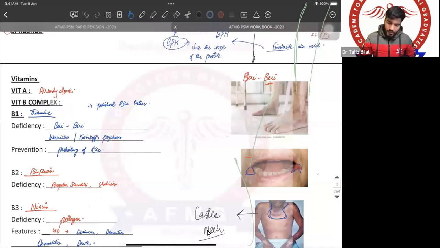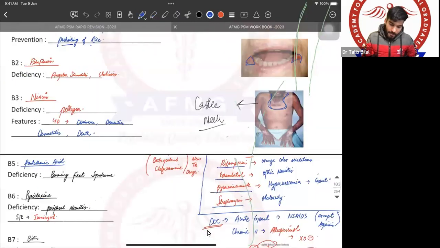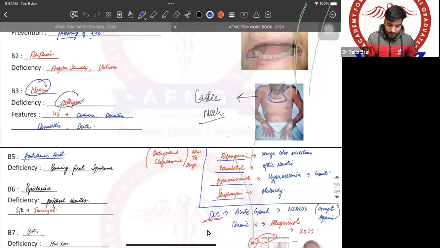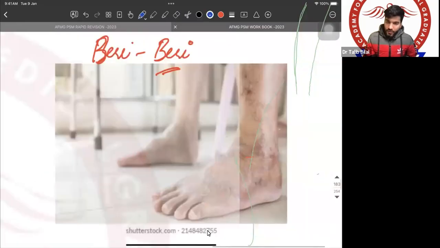Okay, vitamins, we already discussed B1, guys. We already discussed the deficiency: beriberi, Wernicke encephalopathy, and Korsakoff psychosis. Okay, prevention: parboiling of the rice. Then B3 is niacin, which causes pellagra. 4Ds already, Casal neck, guys. This is the appearance of the Casal neck. Stomatitis, angular stomatitis, guys.